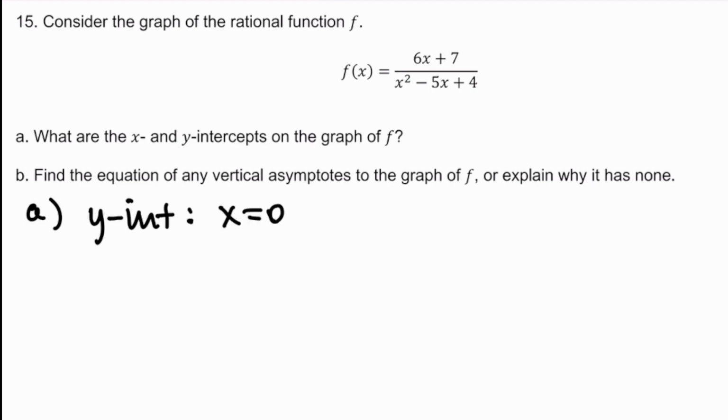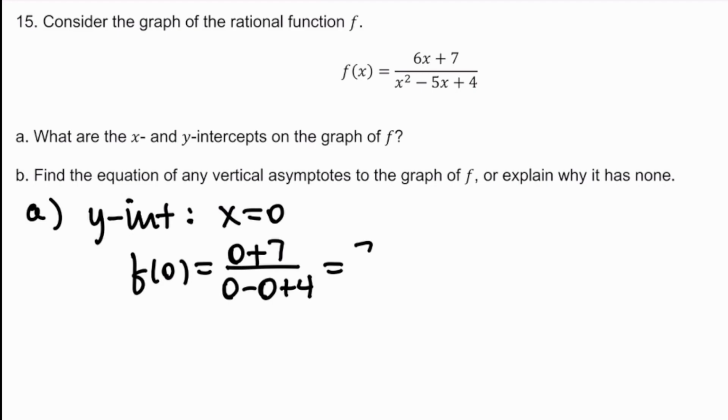Okay, so we're going to plug in 0 for x, and we'll get f of 0 equals (6 times 0 plus 7) over (0 squared minus 5 times 0 plus 4). That's going to be 7/4. Okay, so that's going to be the y-intercept: x equals 0, y equals 7/4.